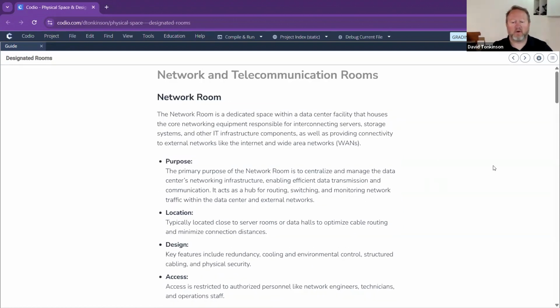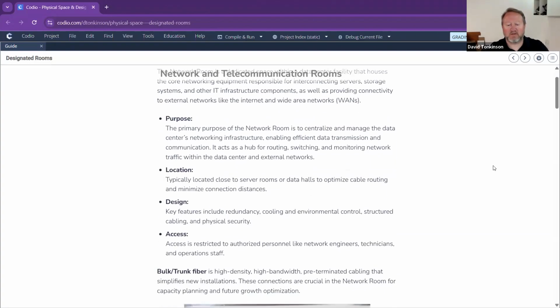So then we have our network room. The network room is basically a dedicated space within a data center that literally contains all those beautiful network toys. These are all the Cisco routers and switches, and I was trying to remember the exact Cisco models I was playing with. ASAs, weren't they? Cisco ASAs and different models like that.